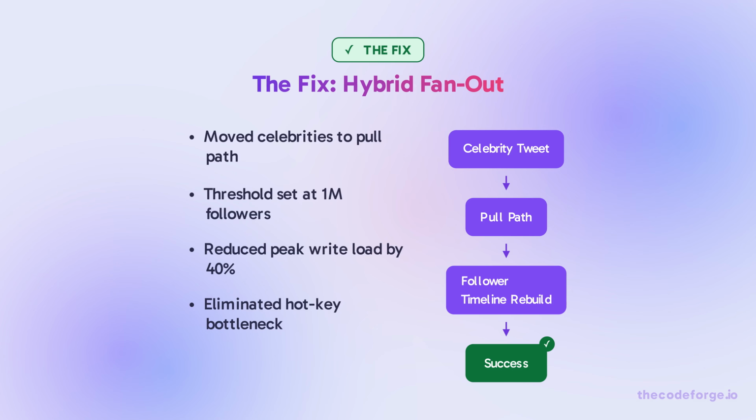The fix was to move celebrity users to a hybrid fanout. Their tweets are not pre-pushed. Instead, followers pull those tweets during timeline read. This reduced peak write load by 40% and eliminated the hotkey bottleneck. The key change was checking follower count against the celebrity threshold and routing to the pull path.